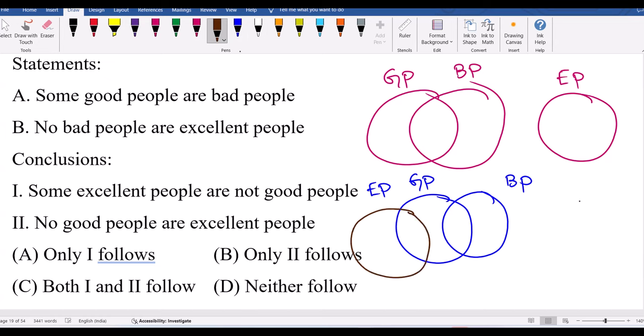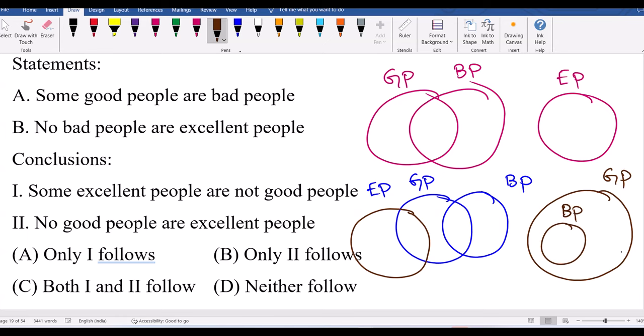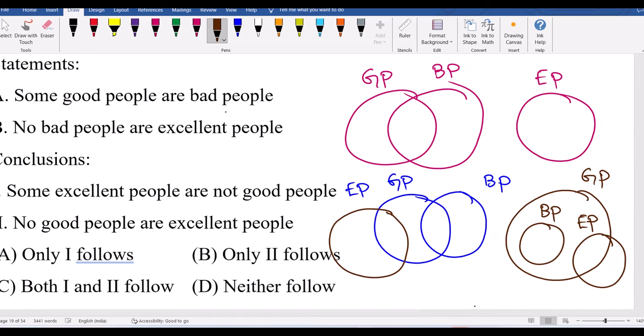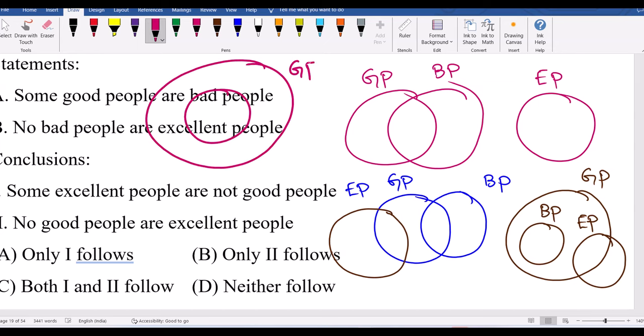But the other side of the coin, listen, many may not do this. Some good people are bad people. No bad people are excellent people. See this area, guys? Many are not aware of this fourth diagram, and I still want to create it with respect to the fourth diagram only. Some good people are bad people. No bad people are excellent people. I can put excellent people entirely inside, with some part outside also. Now, which is true in all diagrams is your conclusion. Some excellent people are not good people.